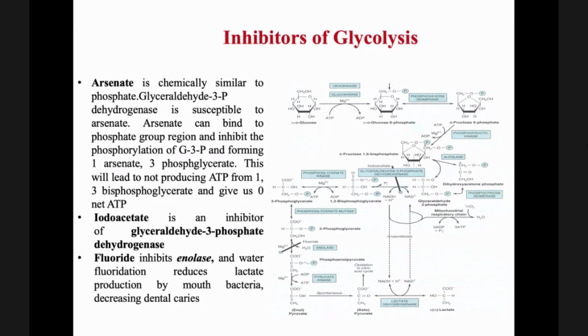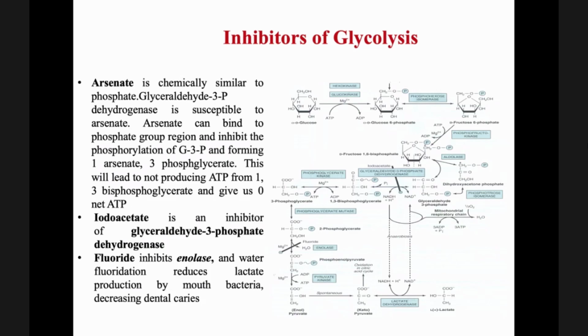So for inhibitors of glycolysis, there are 3 ways to inhibit glycolysis, the first being arsenate. This arsenate is chemically similar to phosphate. So the glyceraldehyde 3-phosphate dehydrogenase is susceptible to this arsenate. The arsenate will bind to this glyceraldehyde 3-phosphate dehydrogenase, and it will block the reaction from proceeding. So the arsenate can bind to the phosphate group region and inhibit the phosphorylation of the glyceraldehyde 3-phosphate.